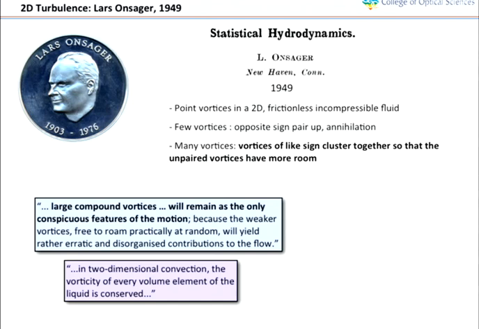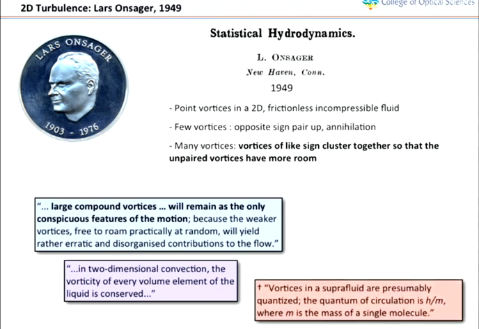His approach was an equilibrium type approach trying to describe non-equilibrium physics. The applicability of his model to describing two-dimensional turbulence is still an open question, and we'll get back to that. But it is part of the feature of his approach to show how large compound vortices might remain as the only conspicuous features of the motion. And this comes about because in two-dimensional convection, vorticity of every volume element of the liquid is conserved. Now, many of us know this paper, but for a different reason.